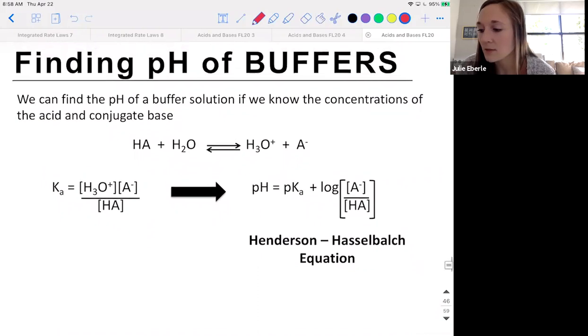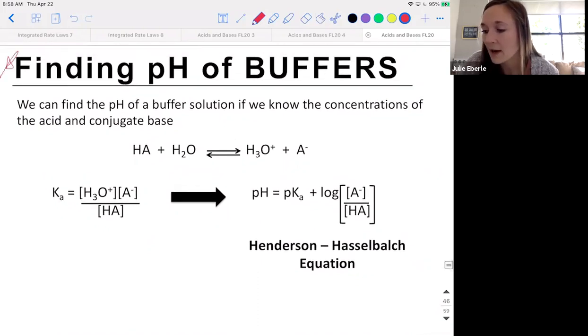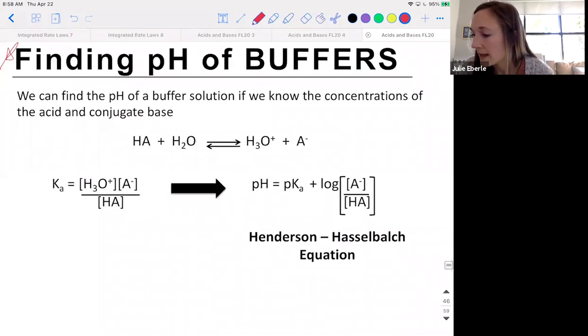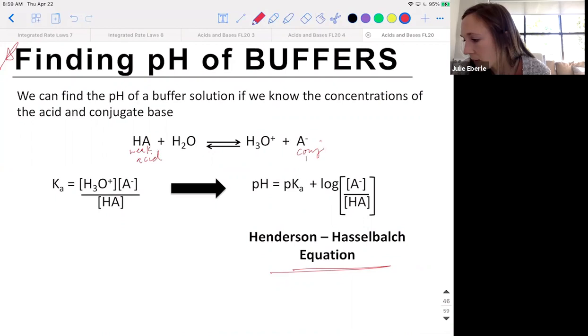Okay. So what does this mean? We are going to examine how we find pH of buffers. We've looked at how to find pH of regular solutions that maybe have a weak acid or a strong acid. Well, we said that buffers resist changes in pH. How do we actually find pH of buffers? It has everything to do with this equation here called the Henderson-Hasselbalch equation. Basically, because we know buffers have a weak acid and a conjugate base, we can find the pH if we know the concentration of these things.